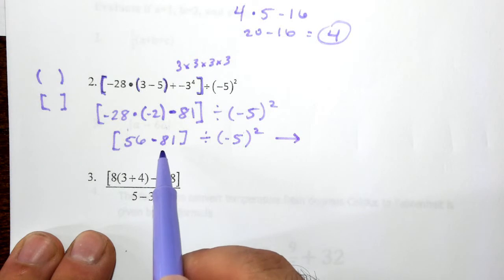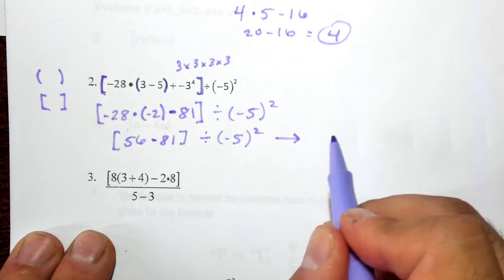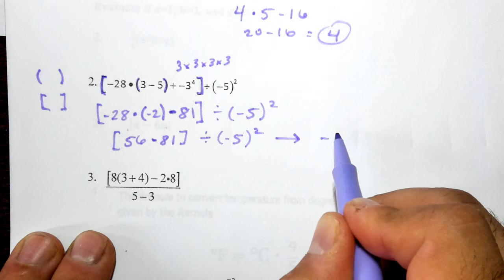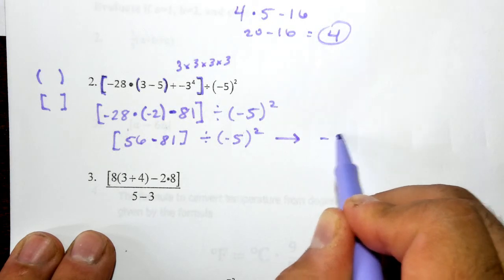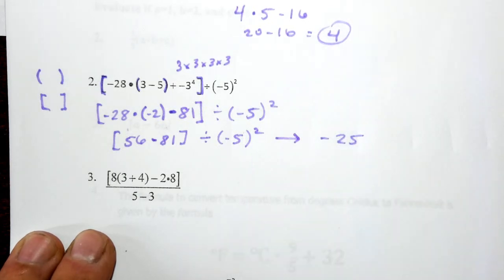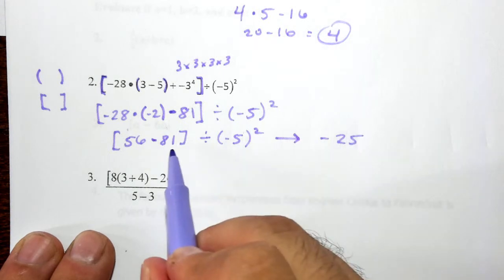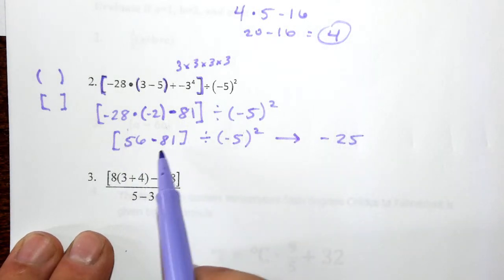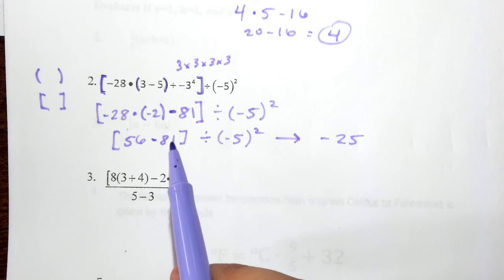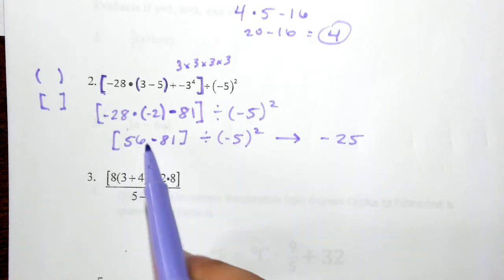56 minus 81 would be negative. Wow, that was embarrassing. Negative 25. A little rusty here, folks. So negative 25. I don't need these brackets anymore because we've simplified the entire expression that was in here.